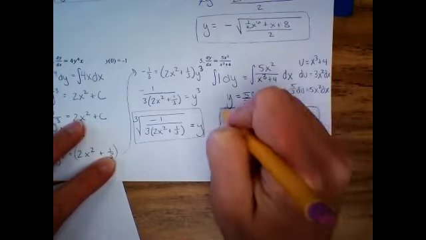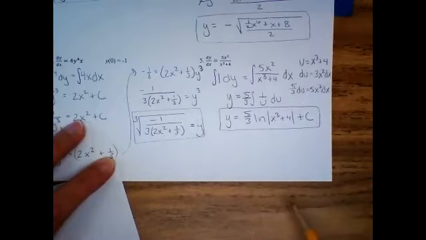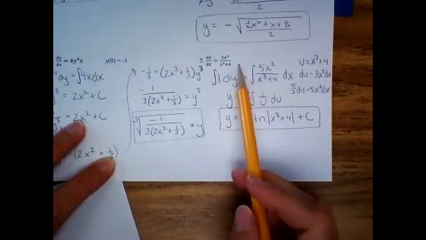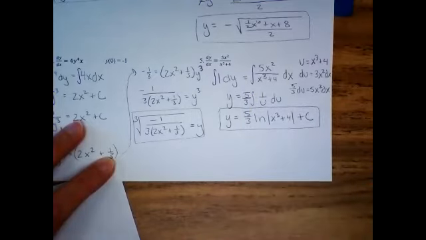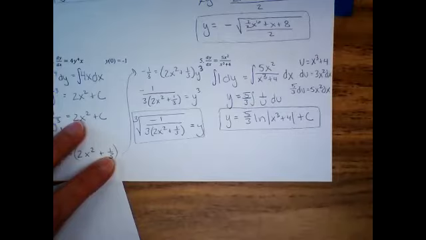We don't have to worry about getting y by itself because y is already by itself. And we don't need to worry about figuring out what c is because we were not given an initial condition. So this is the general solution. Again, this is an infinite number of answers because c could be anything.